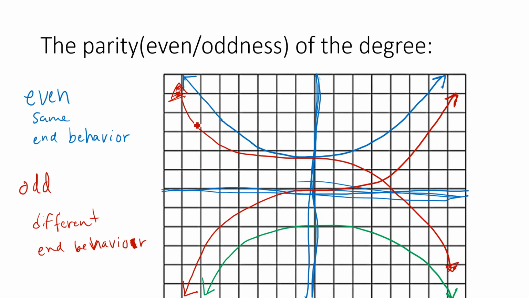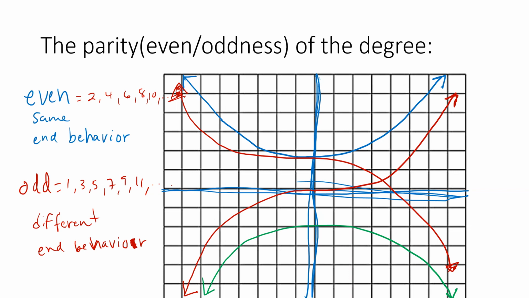So now this is affected by the degree. So if it's odd, different directions. If it's even, same direction. Okay. If you don't remember what an even number is, it's basically multiples of 2. So 2, 4, 6, 8, 10, and so on. Odd numbers are 1, 3, 5, 7, 9, 11, and so on.